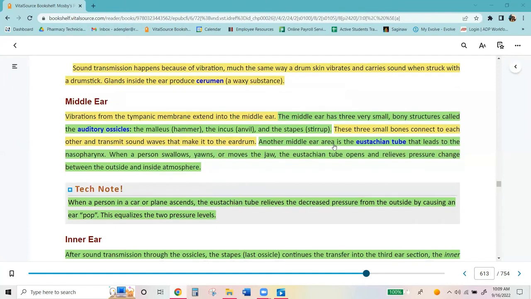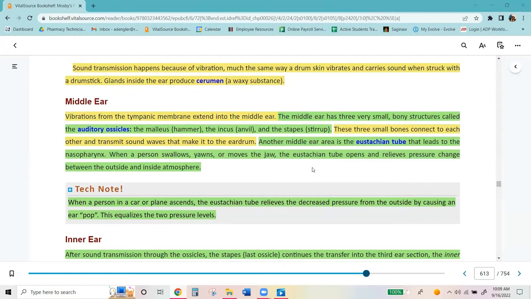Vibrations from the tympanic membrane extend to the middle ear. The middle ear has three very small bony structures called the auditory ossicles. So there is the malleus, the incus, and the stapes. These three small bones connect to each other and transmit sound waves that make it to the eardrum.